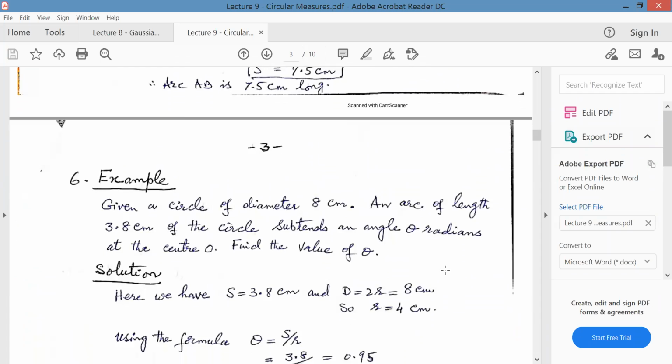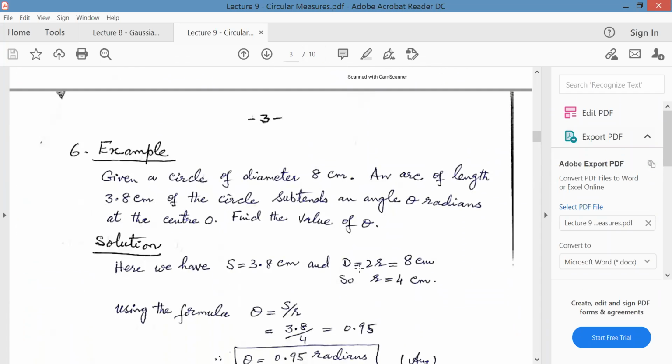Given a circle of diameter 8 centimeter. Look, we do not need the diameter. Read the question thoroughly. If diameter is given, you divide it by 2, you will get the radius. The radius is required normally. Okay. An arc of length 3.8 centimeter in a circle subtends an angle theta radians at the center. Find the value of theta.